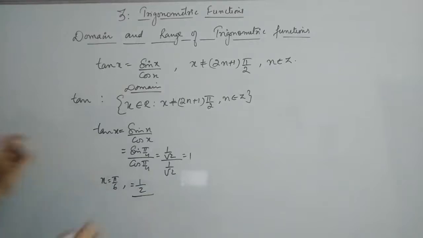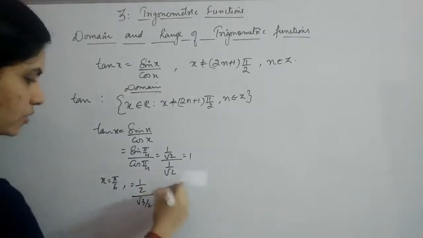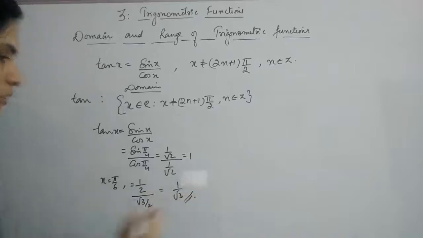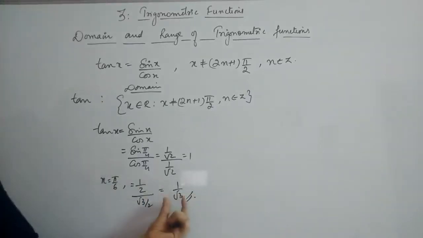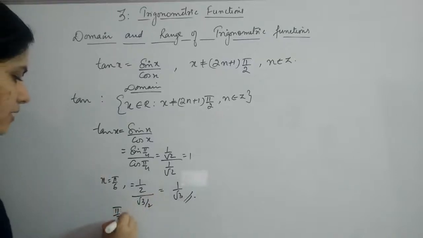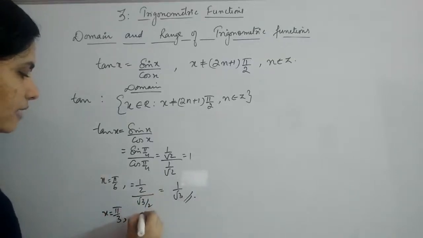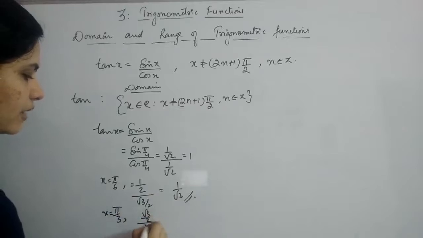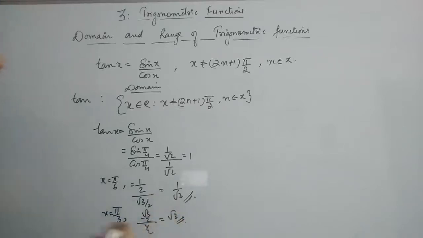It will be root 3 by 2, right? Root 3 by 2. So your tan value will become 1 by root 3. So 1 by root 3 is actually less than 1, right? So it will be giving you a smaller value. Now if it is the other way, that is, if I am taking pi by 3 for x value, I will get root 3 by 2 by 1 by 2, which is root 3. Again, it is greater than 1.